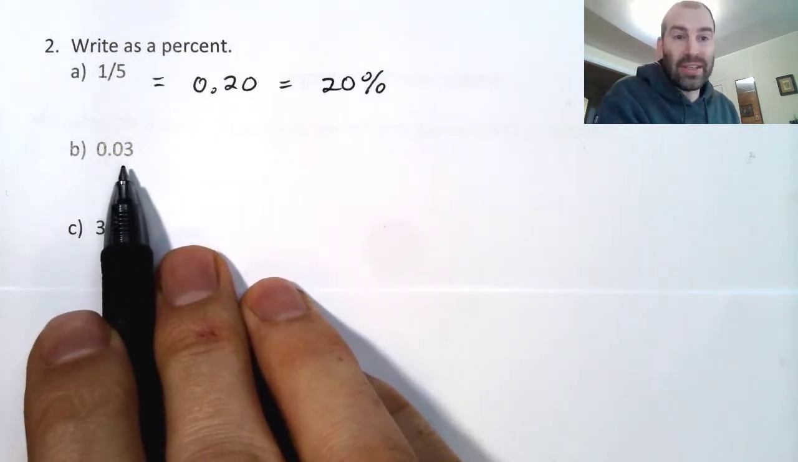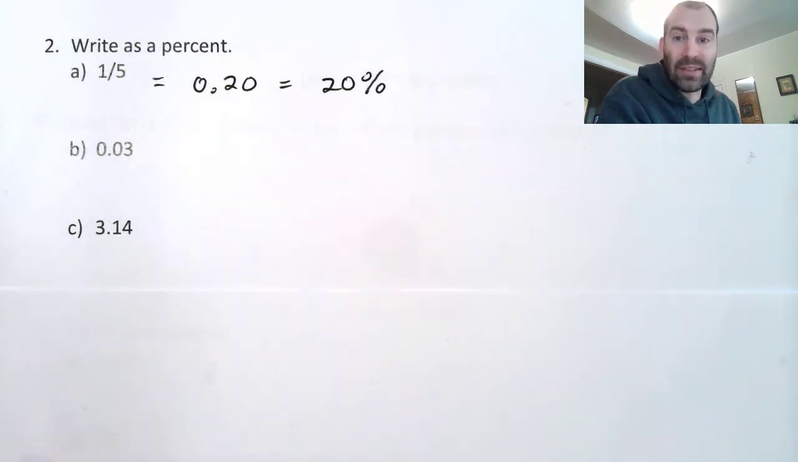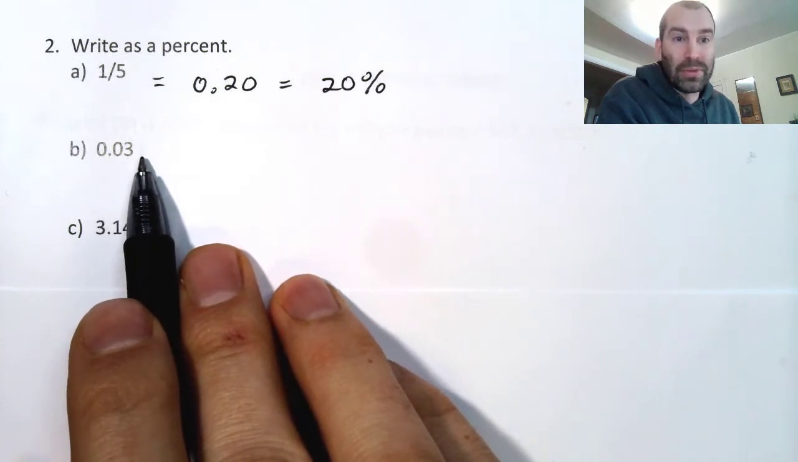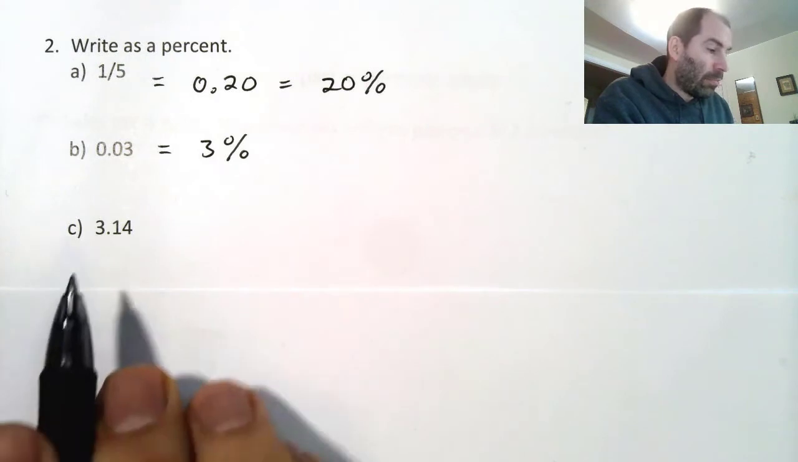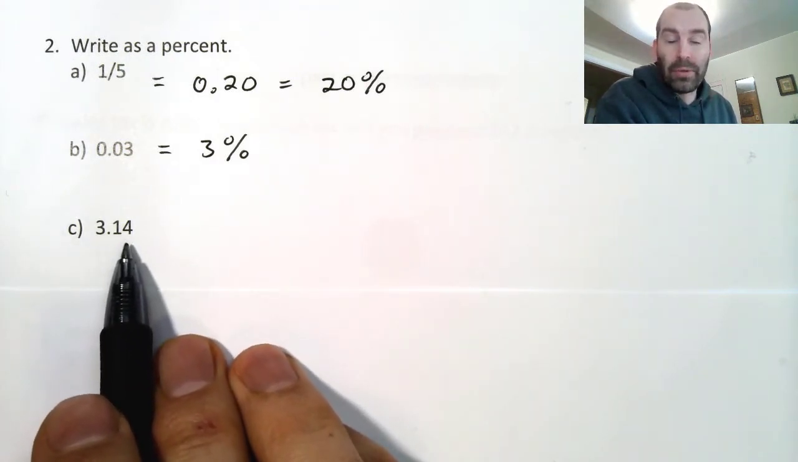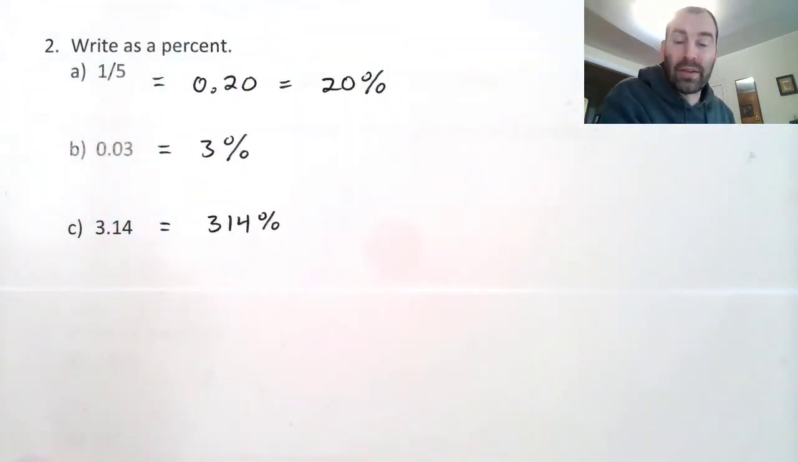Okay, let's go to the next one, 0.03. Well, I've already expressed it as a decimal. So what we can do is we can write it as a number with a percent sign. So I'm going to take that decimal point, move it two positions to the right, and that's my percent. As you can see, we just get 3% on that one. What about 3.14? Well, again, as a percent, I'm going to move that decimal point 2 units to the right. And there's my percent, 314%.